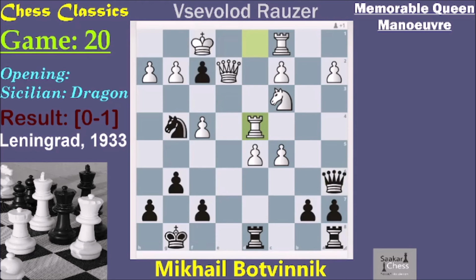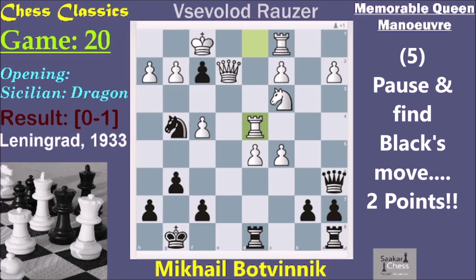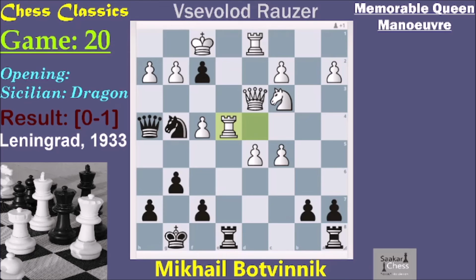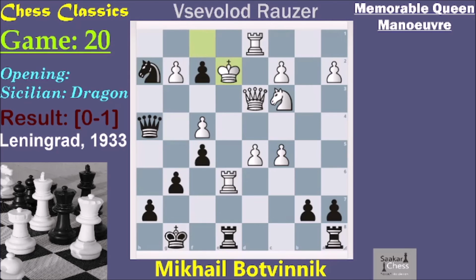So rook takes d4 was played, and pause and find black's next move. You will get 2 points. Queen f6, excellent move. This completes the memorable queen maneuver. Rd1, queen h4, queen d3, rook e8, rook e4 check, f5, rook e6, knight takes h2 check, king e2, and after queen takes f4, white resigned here.